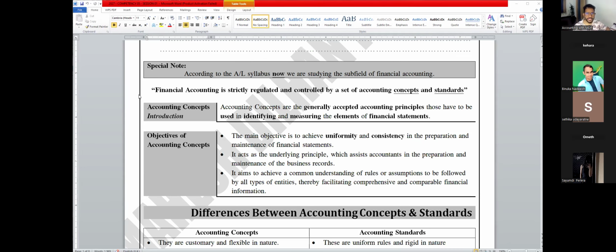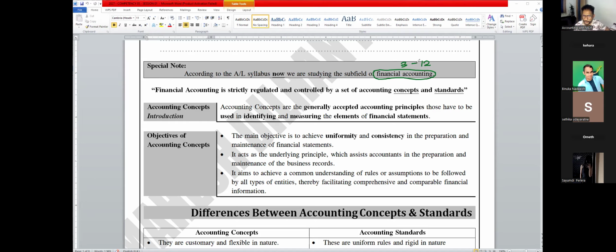According to the A-level syllabus, now we are studying the subfield of financial accounting. Highlight this as well. We are all discussing, as we all know, financial accounting. I told you, starting from the 3rd competency to the 12th competency, we are discussing financial accounting. Now I'm going to take out the last point which I have written.